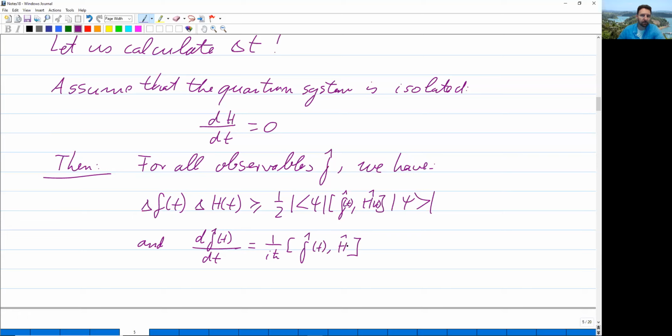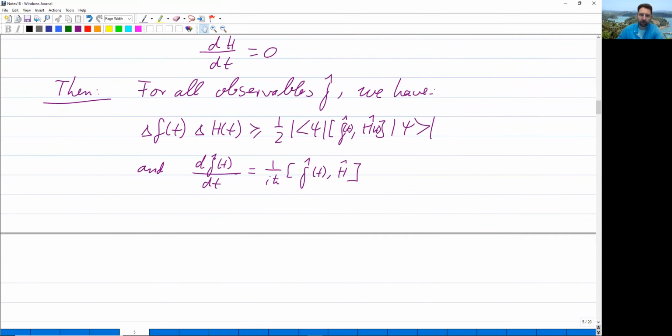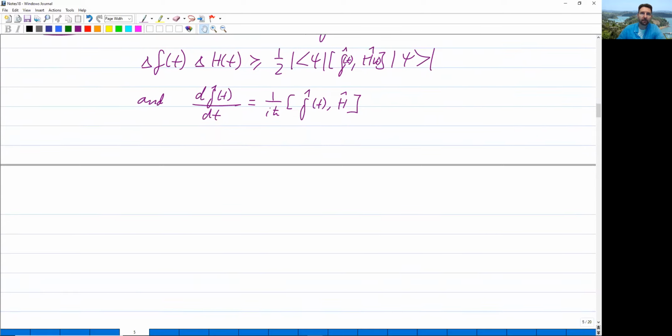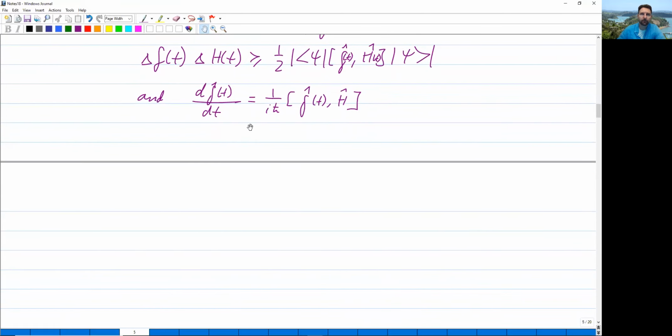Where h hat does not depend on time because by assumption it's an isolated system that is not being interfered with. Well, then we can put these two equations together because, oh, there is no t in here. Right. So we can put these two equations together because here we have the commutator of f and h, and here we have the commutator of f and h. So we can put that into here.